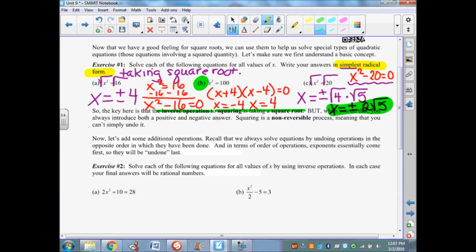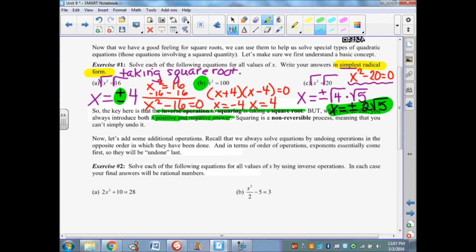But when you do this, you always introduce both a positive and negative answer. That's going to be a downfall to some of you if you forget that. You'll get one answer and you'll be like, oh, it's 4. And you'll be like, no, you took the square root. You got to remember there's going to be two solutions, a plus and a minus.